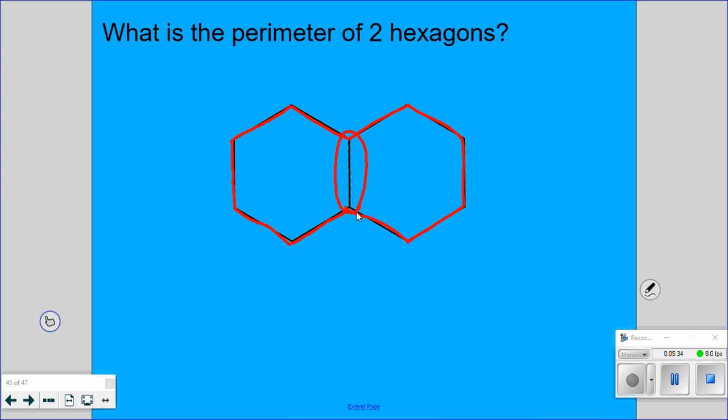1 inch, 1 inch, 1 inch. Label all the dimensions of the sides that we are counting. Yes. You're exactly right.